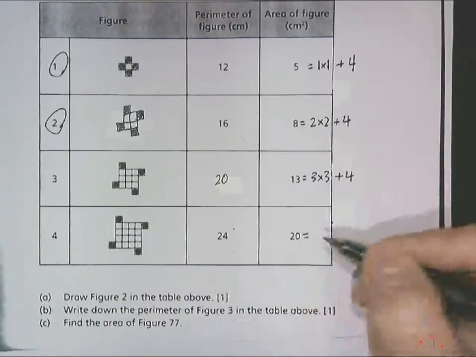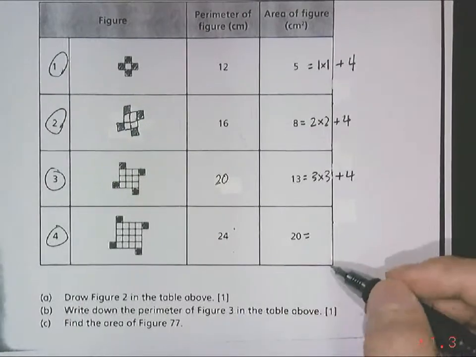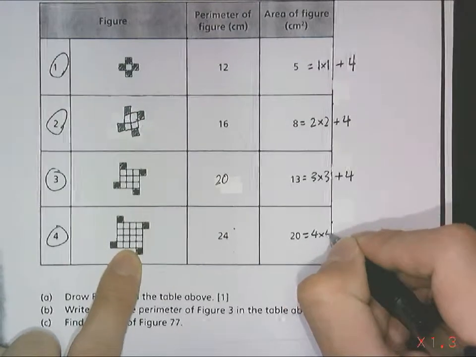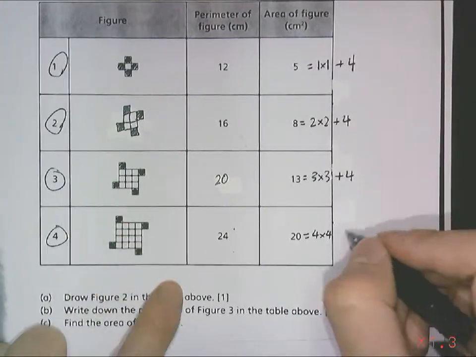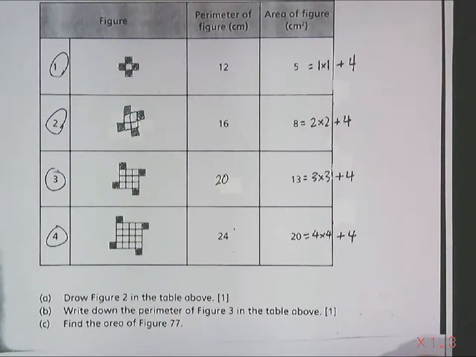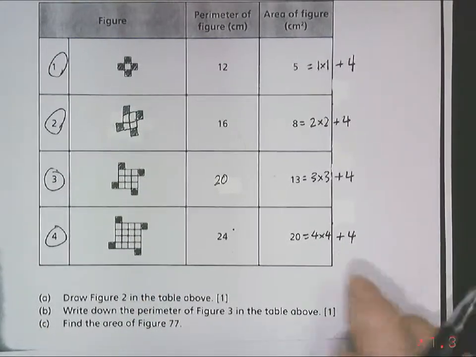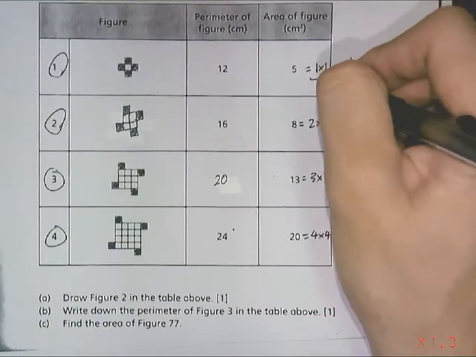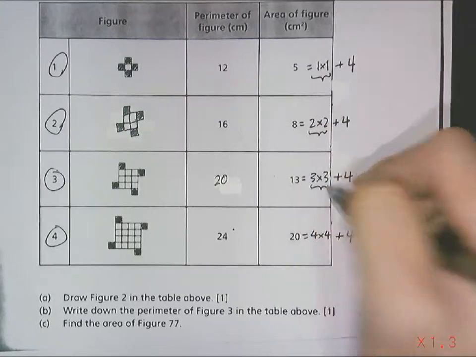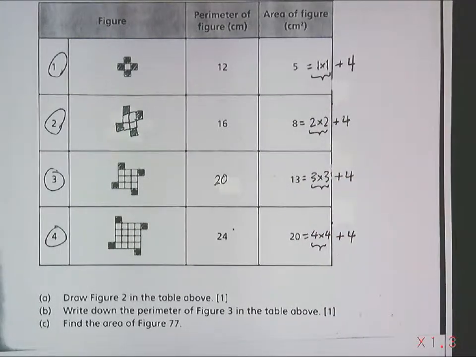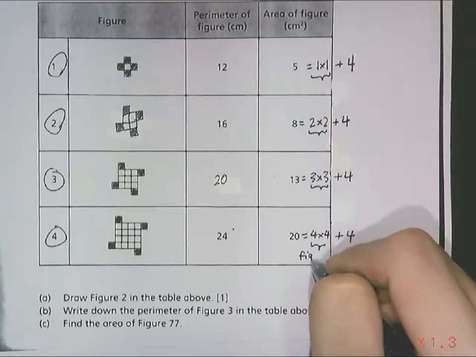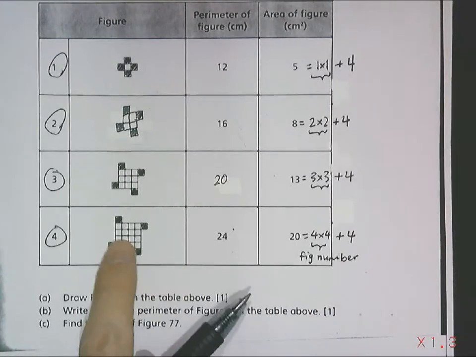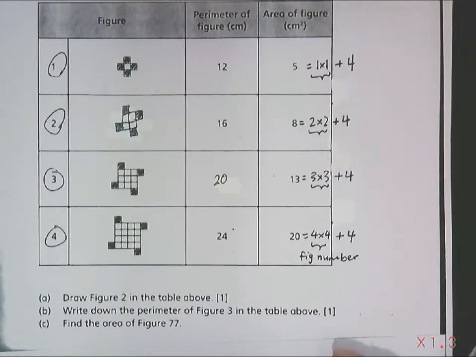Last one, figure 4. We have to use the figure number. It's very important. So 4 by 4 square, the unshaded, plus the shaded, 4 more squares, and that really gives us 20 centimeters square. You notice that the numbers that I've circled over here are the figure numbers. It appears all the times, so we have to multiply it together first. So simply the figure number multiplied by the figure number because it forms a square, then plus 4 more squares.